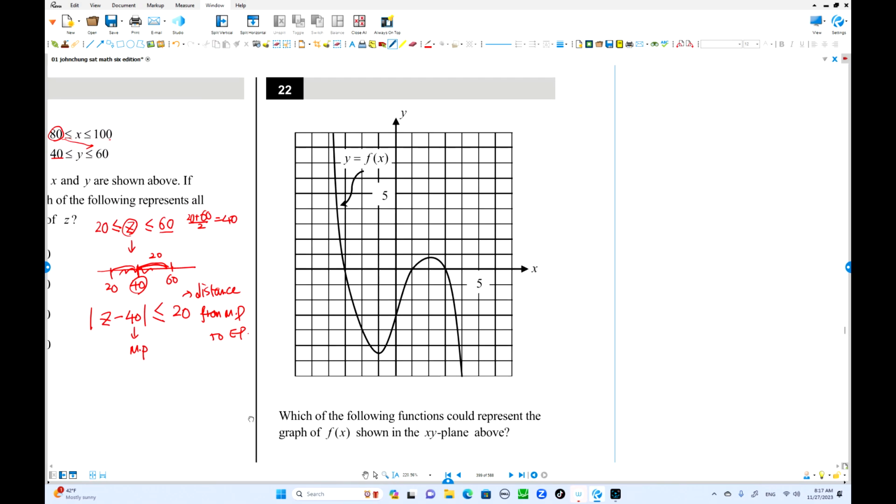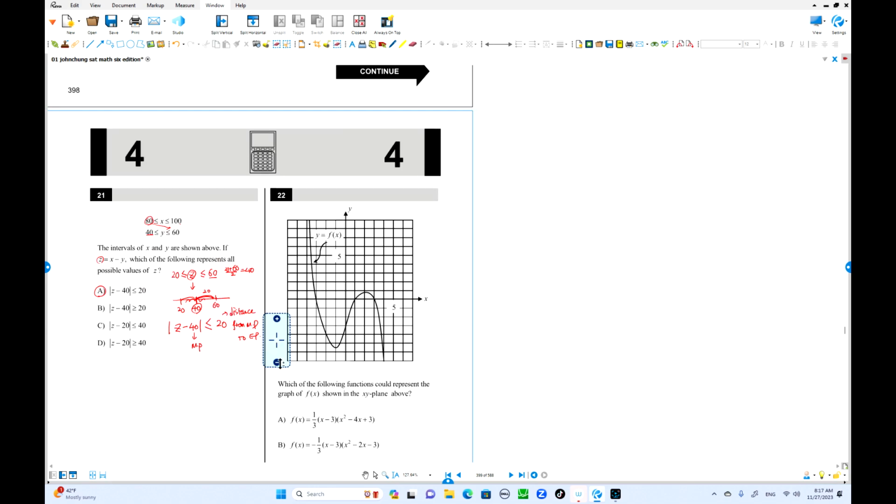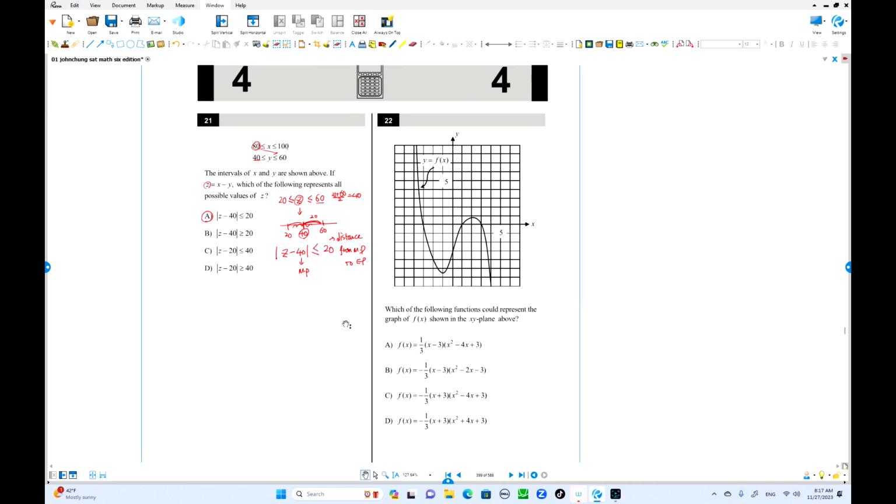Here is number 22. Okay, which of the following functions could represent the graph of f(x)? So we have the graph over here. So we're going to define the function f of x. First of all, this is all factored form. You can see the all factored form. That's why we have to check its x-intercepts here.